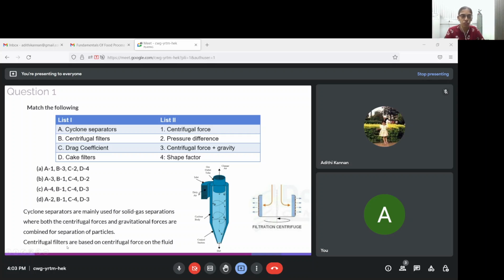So in case of centrifugal filters, it's centrifugal force that is helping in the separation process. So for A, it is 3, centrifugal force plus gravity, and for B, it is 1, that is centrifugal force.